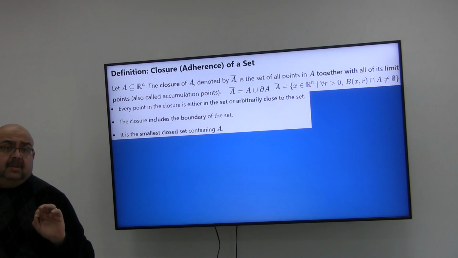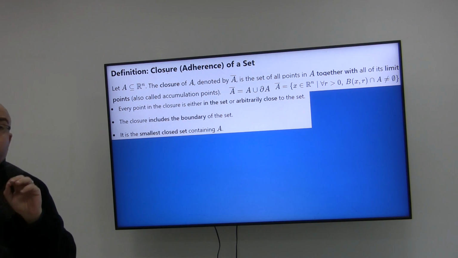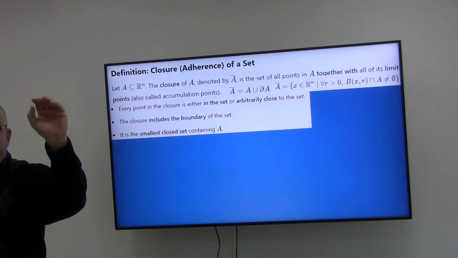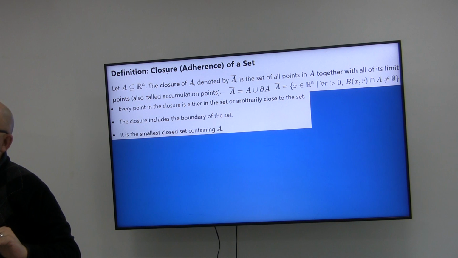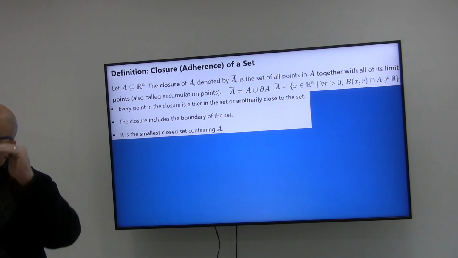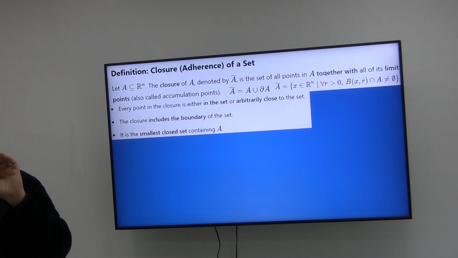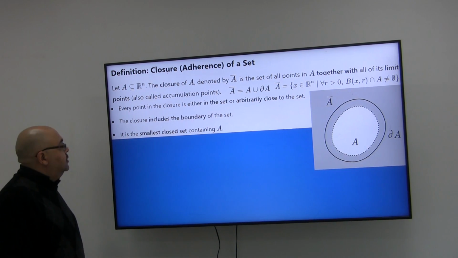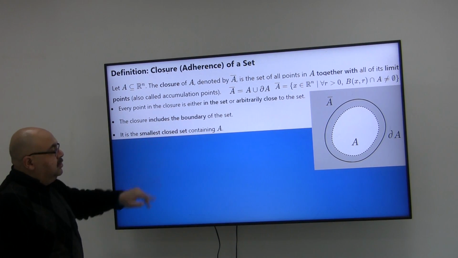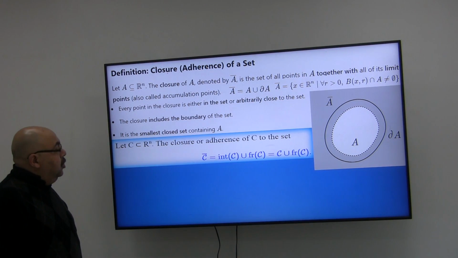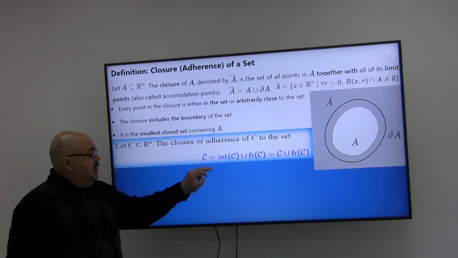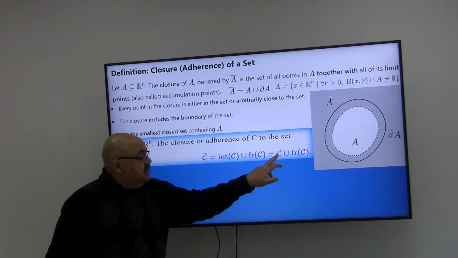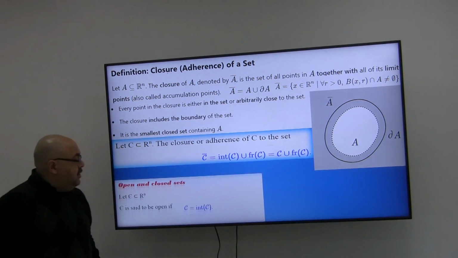Of course, remark that these definitions are really confusing, especially in multiple choice. If he asks you about the closure and gives you 5 or 4 statements and you have to choose the right answer, you really need to focus in order not to make the wrong choice. This is the smallest closed set containing A, as I told you. The closure or adherence of C is the interior plus the frontier, and also it is C plus the frontier of C.